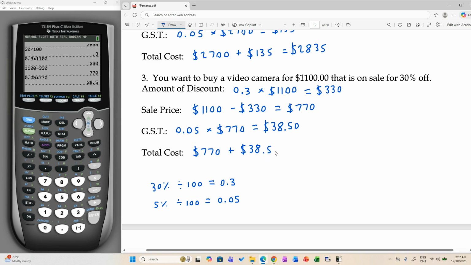So my total cost should be my price after I got the discount plus the GST, which is the taxes that I have to pay to the government to leave the store. So $770 plus $38.50 is going to get me $808.50. So hopefully this gives you a better idea of how to calculate and solve for discounts and GST problems when you have a calculator.